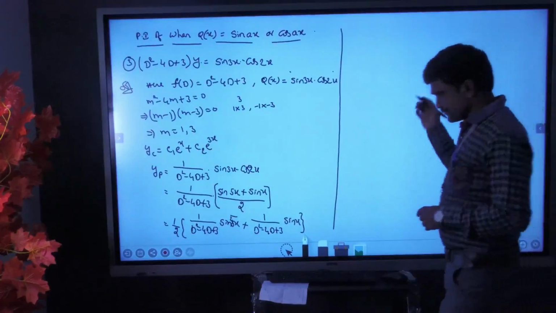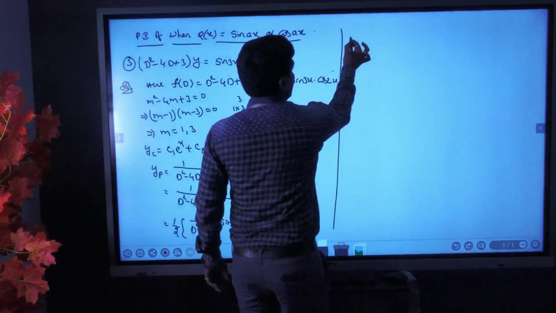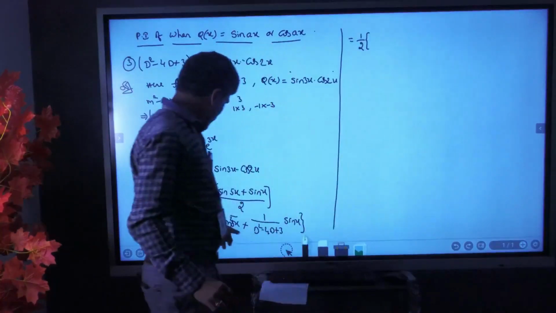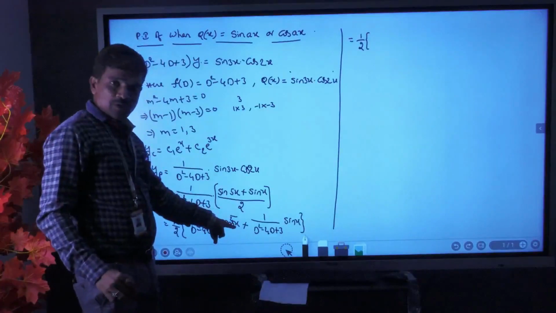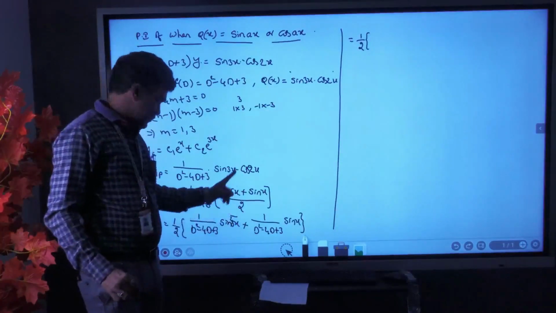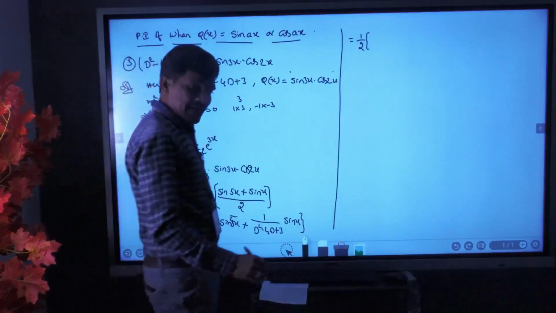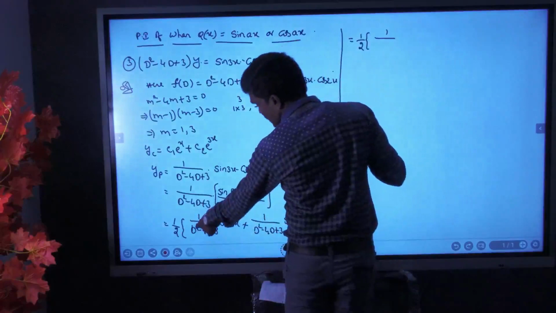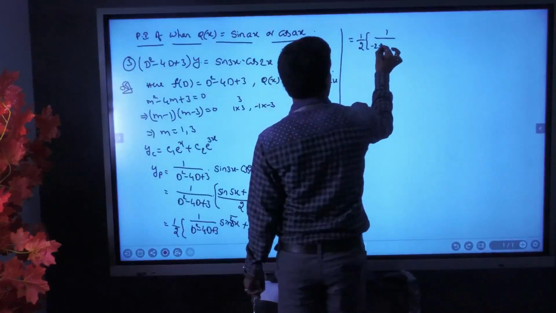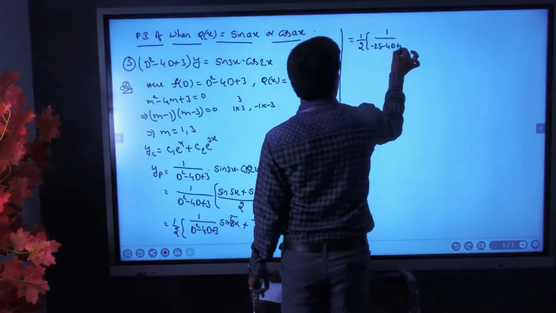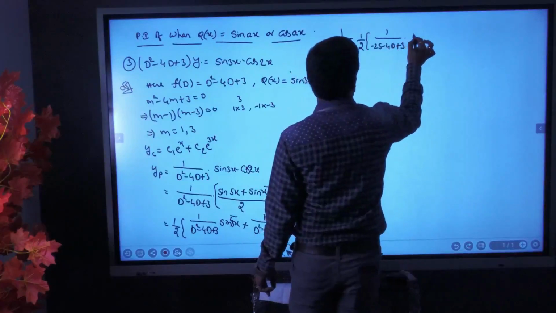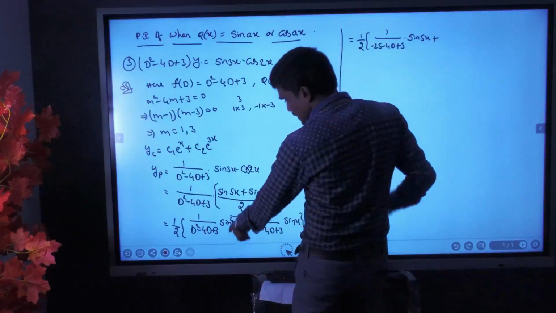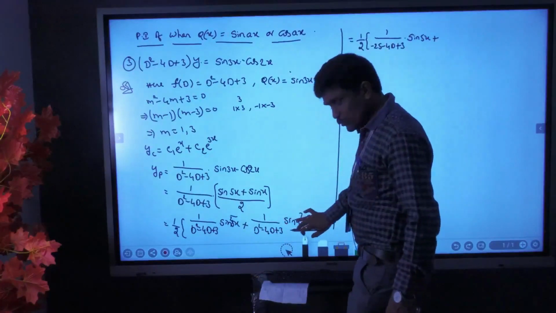Okay. See, 1 by 2. Here sin ax, so in place of a here we have 5. So that's why replace d square with minus 5 square. So what we get? 1 by, so minus 5 square, so minus 25 minus 4d plus 3 into sin 5x, plus here 1 by f of d into sin x.